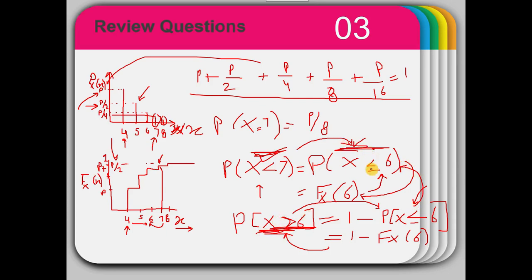Anyway, in all these three calculations, two calculations required me to find this probability, which can be easily found using the CDF. So this is one of the utilities of the CDF function, that it can find sums of probabilities very easily.